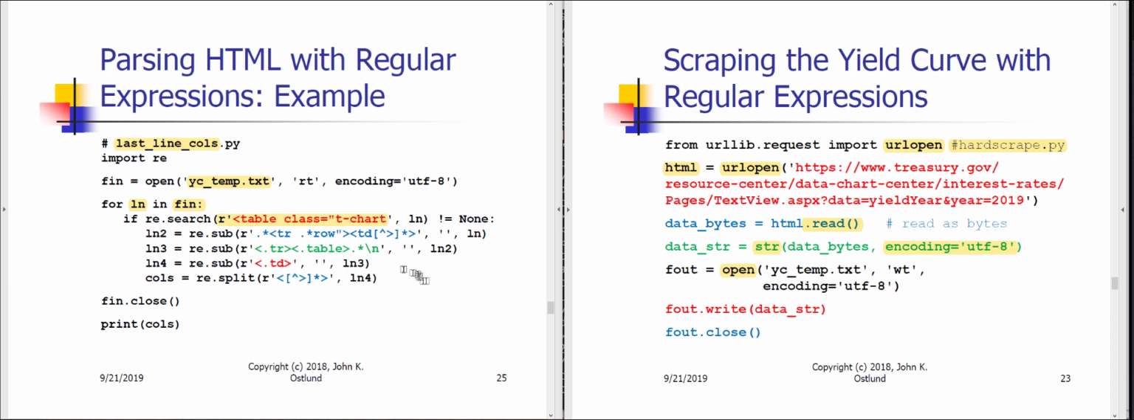And then, having found that line, I'm going to throw away stuff at the beginning of the line. I'm going to throw away stuff from the end of the line. I'm going to get rid of stuff between the data columns. And then finally, I'm going to split those data columns into a list. I'll close my input file and display the column. And that should be the columns of data for September 20th of 2019.